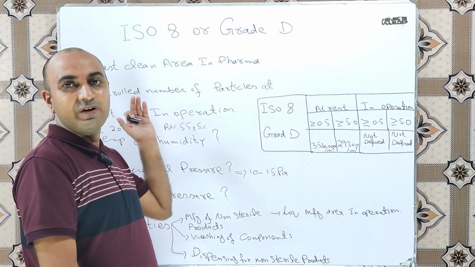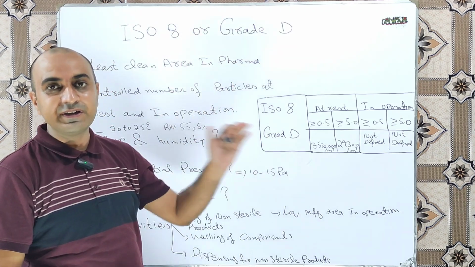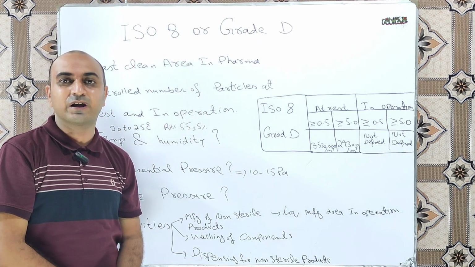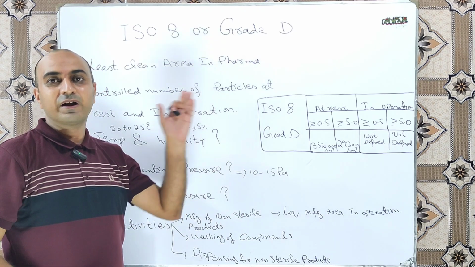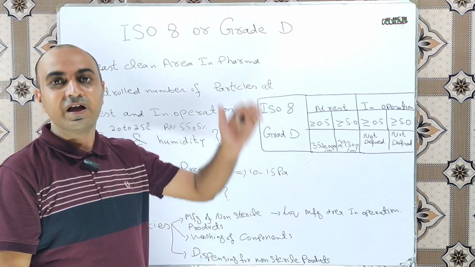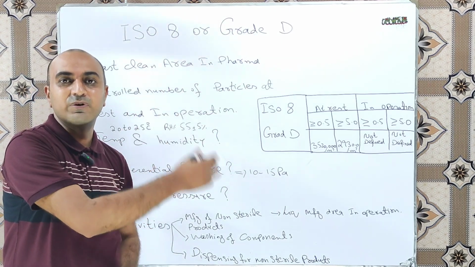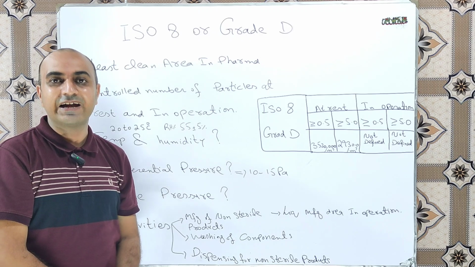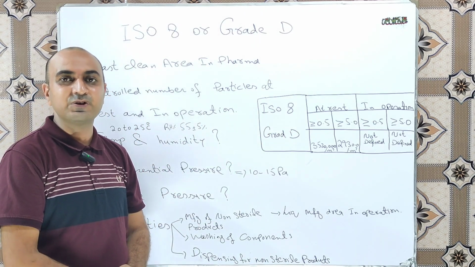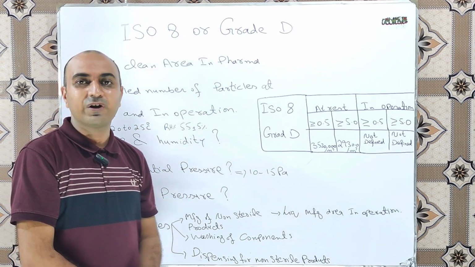Today in this video we will discuss ISO class 8 or grade D. We will learn which activities are performed in ISO class 8 or grade D, what the particle size requirements are at rest and in operation, what the temperature and humidity requirements are, what the differential pressure requirement is, and which pressure is maintained inside the grade D area. So now let's start our video.